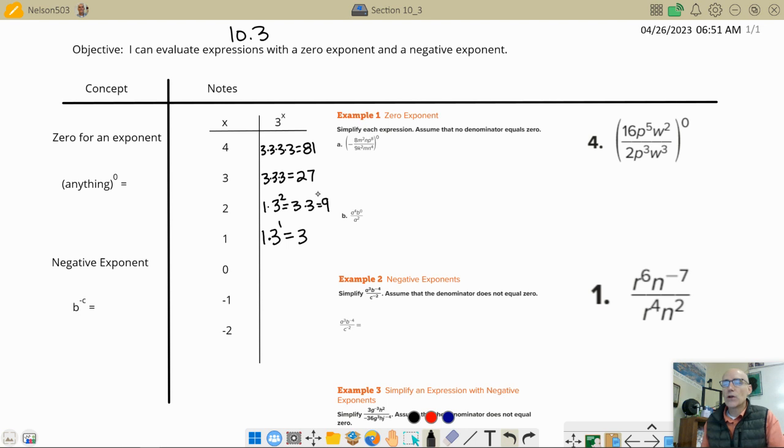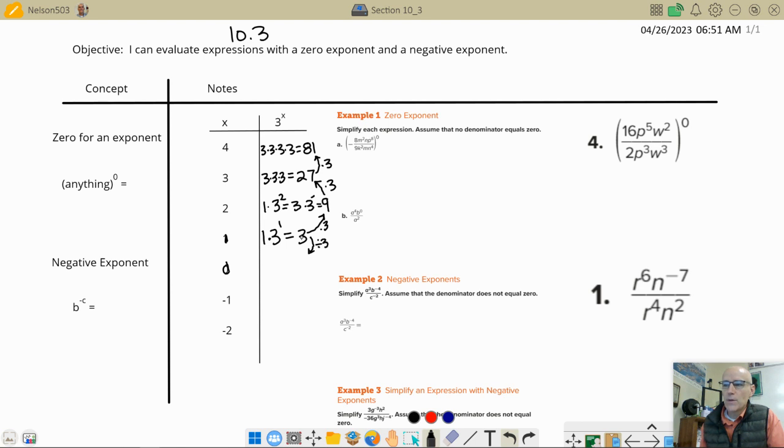Now, here's what I want you to notice. To go from 3 to the first to 3 to the second, we have an additional factor of 3, right? So we're multiplying by 3. To go from 3 to the second to 3 to the third, we've got another factor. Let me draw a little arrow between the 9 and the 27. We're multiplying by 3 again. To go from 27 to 81, we're multiplying by 3. So to go the other direction, to go from 1 to 0, okay, so we were going from 1 to 2, 2 to 3, 3 to 4. What if we're going to go from 1 to 0 now? Well, now we need to divide by 3 because we're going the other direction.